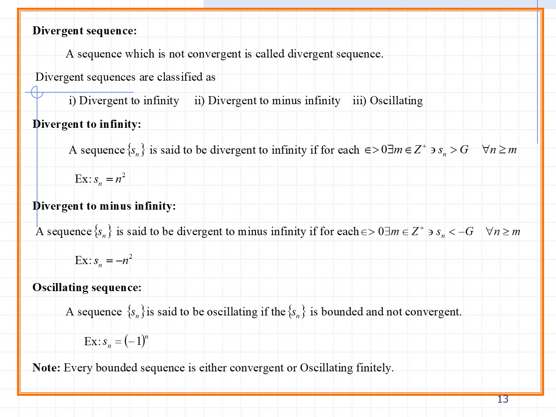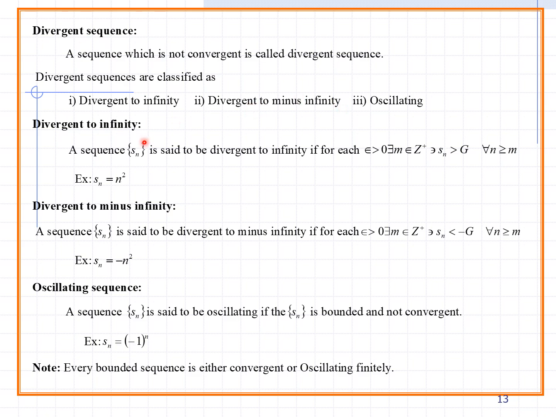Let us see divergent sequences. What does divergence mean? A sequence which is not convergent is called a divergent sequence. Divergent sequences are classified into three types: one is divergent to infinity, the second is divergent to minus infinity, and the third is oscillating. If Sn tends to infinity, it is called divergent. Otherwise minus infinity, this is also divergent. Otherwise oscillating, this is also divergent. Oscillating means going from negative to positive and positive to negative.